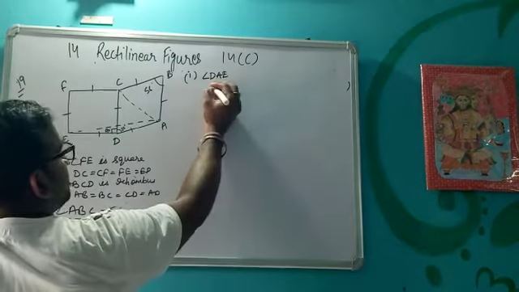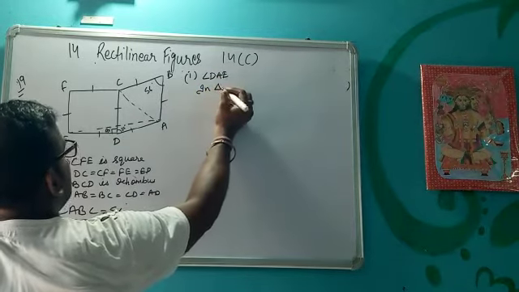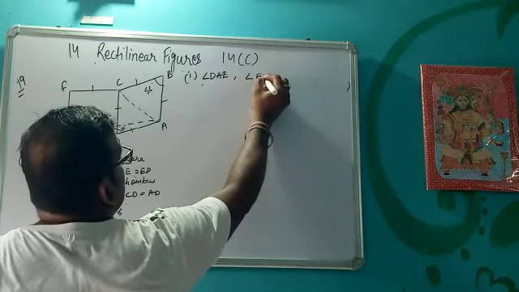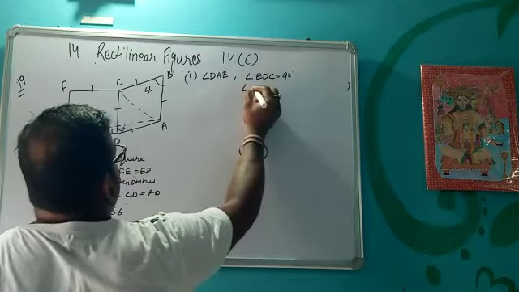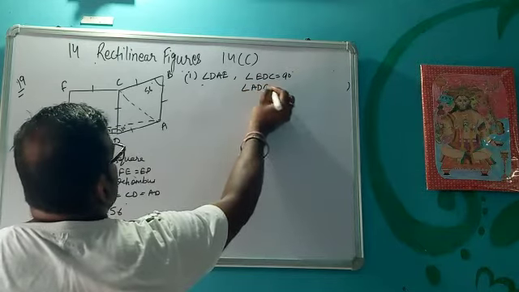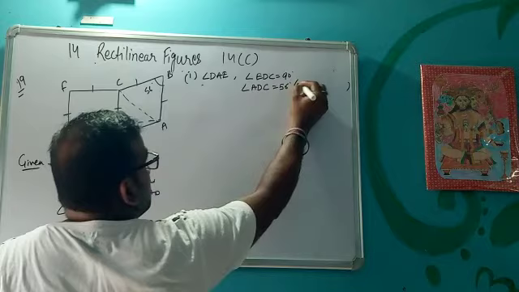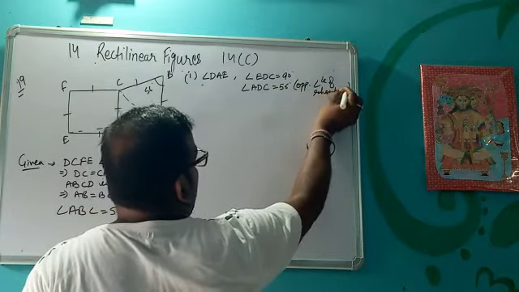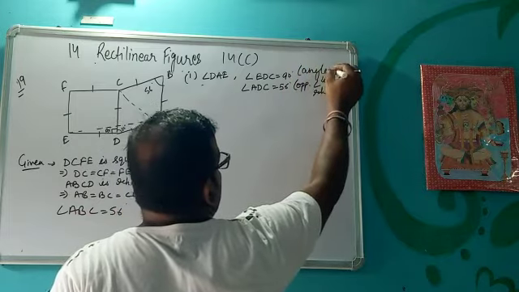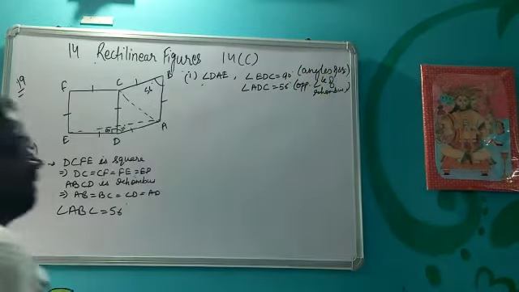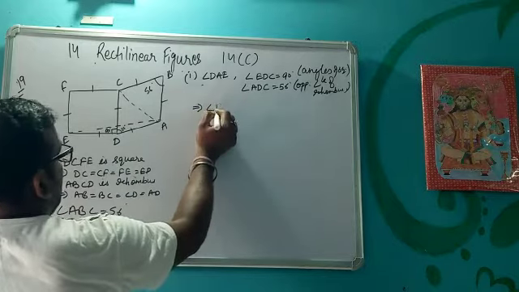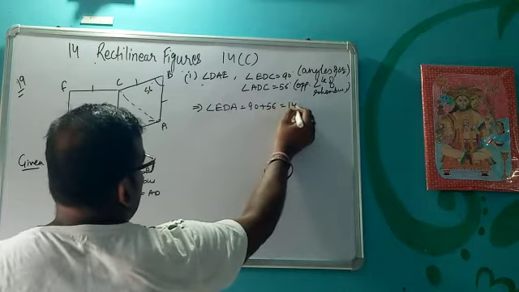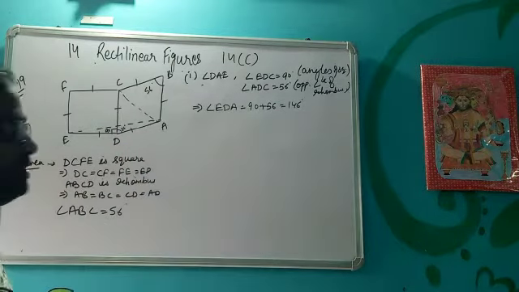So we can write angle EDC equal to 90 degrees and angle ADC is equal to 56 degrees. This is the opposite angle of the rhombus, and these are the angles of the square. So we can say that angle EDA is equal to how much? 90 plus 56, that is 146 degrees. So this whole angle becomes 146 degrees.